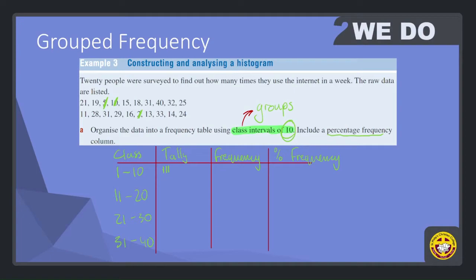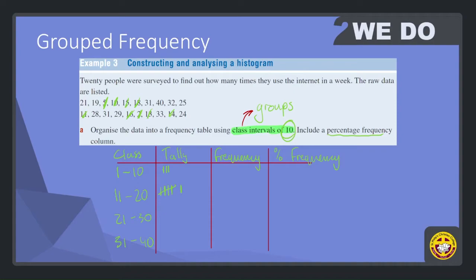And then we move on to 11 to 20. There's 1, 2, 4, 5, 6. If you feel comfortable, go ahead and finish this tally and frequency column just while I talk. If you need to follow along with me, then that's fine too.